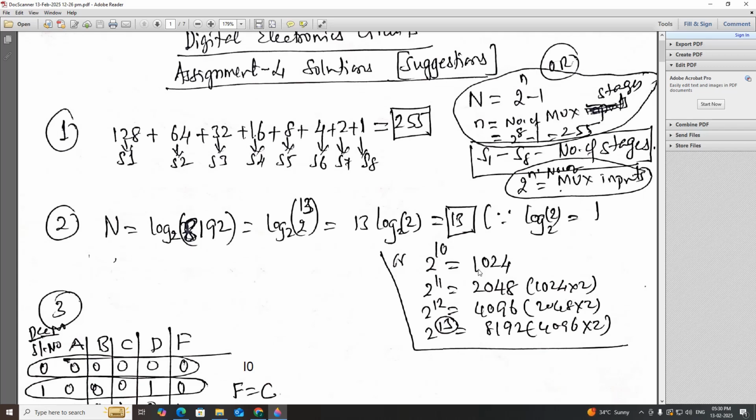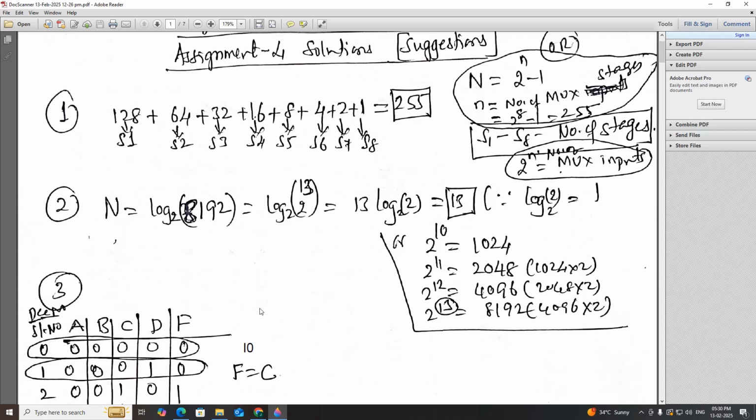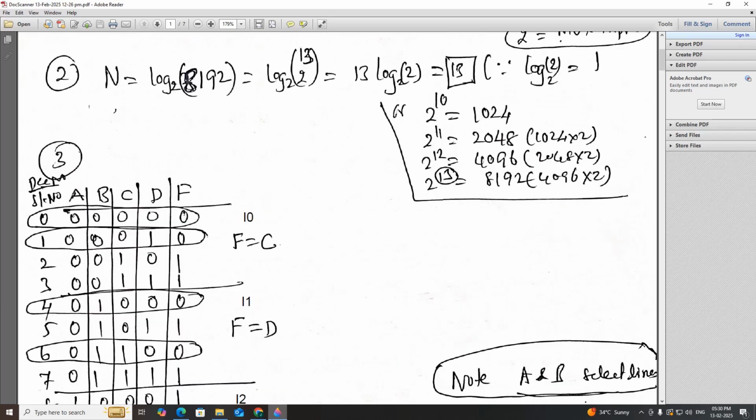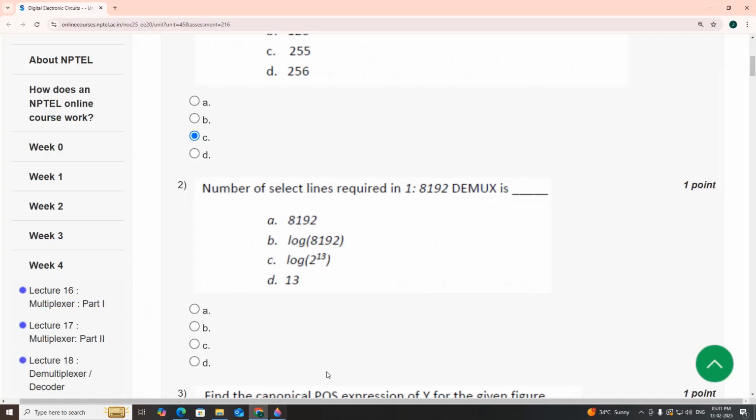Or you can also use 2 power 10. Remember, 2 power 10 is 1024, and every 1 bit addition will be multiplied by 2. So 2 power 11 is 1024 multiplied by 2, which gives 2048. 2 power 12 is 2048 multiplied by 2, which is 4096. 2 power 13 is 4096 multiplied by 2, which is 8192. So 13. So the answer is option D, 13.